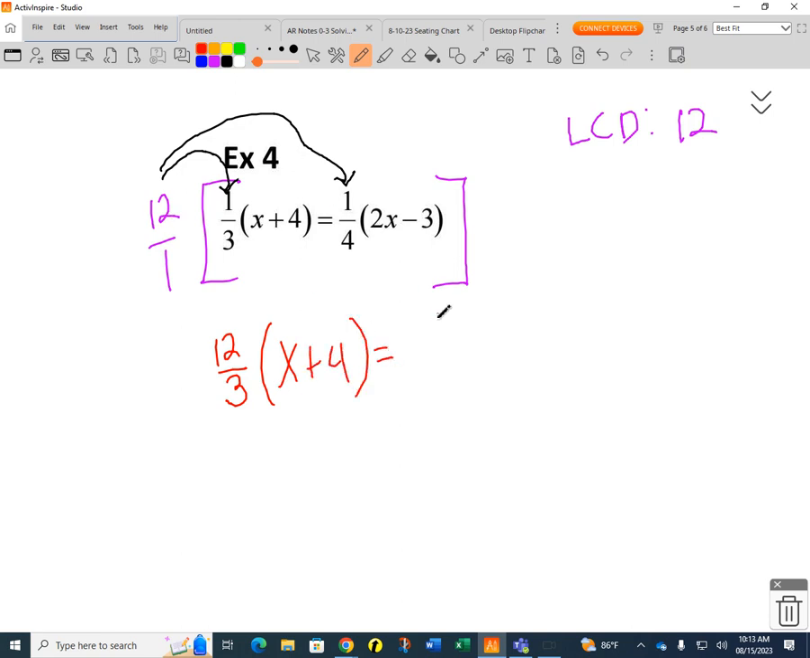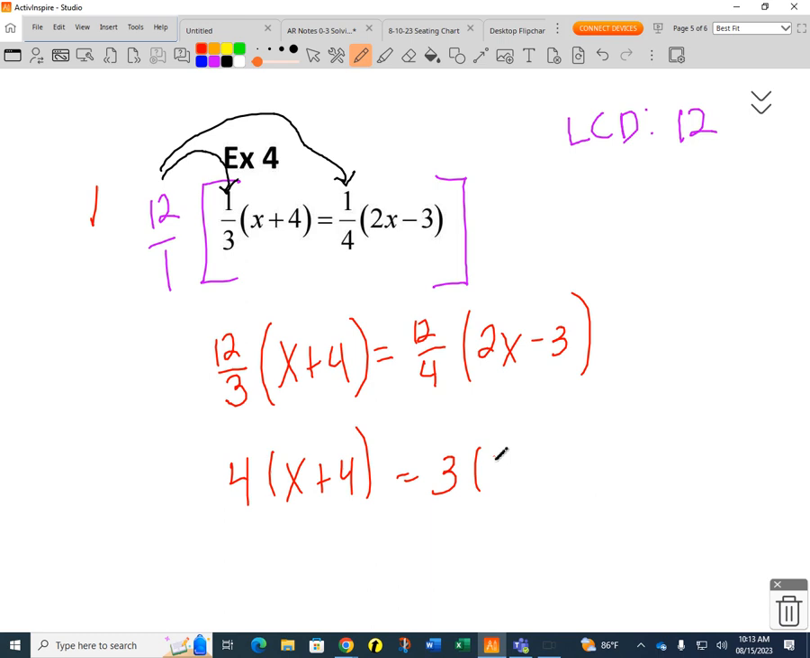12 over 4, all times 2 times x minus 3. So if you like, you have to show this step, and you have to show this step, but you can skip the one right above that if you feel comfortable. There's no shame in showing more steps, though. How do you catch careless mistakes?